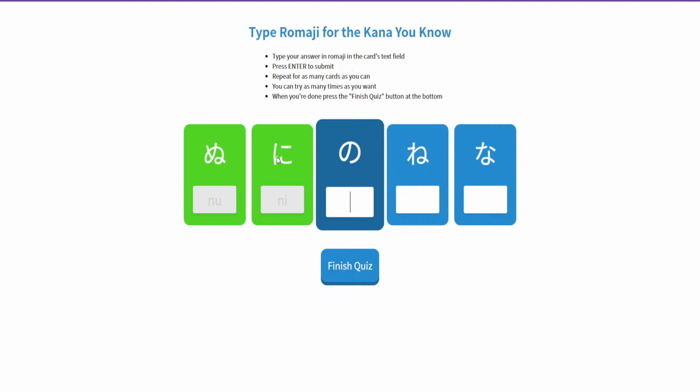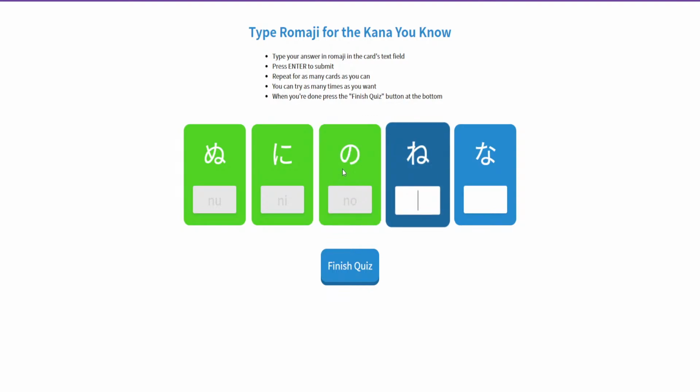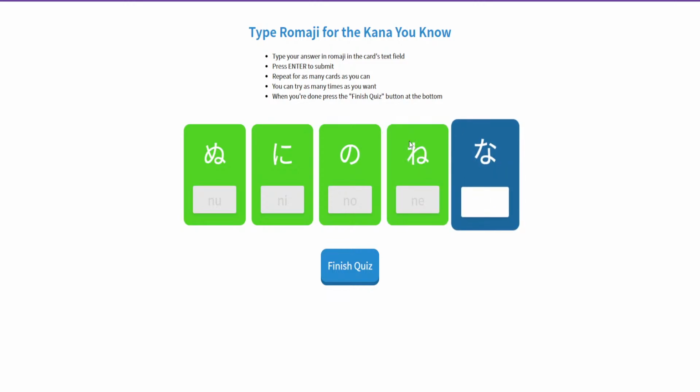Yeah, I'll go over everything one more time in just a second. Ni. Next up we have the one that looks like a cute little pig nose. No, good job. Next up we have the one that looks like a cat. So this kana looks like a cat. Neko. Ne. Good job. And then finally we have a naughty nun. Naughty nun. Nice.